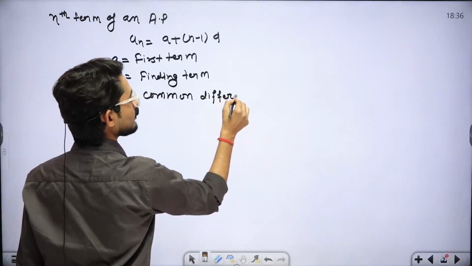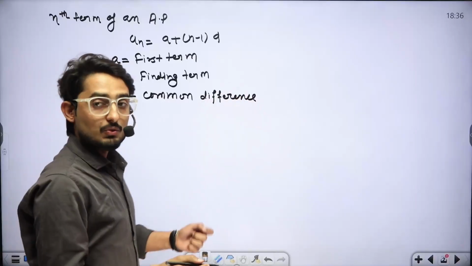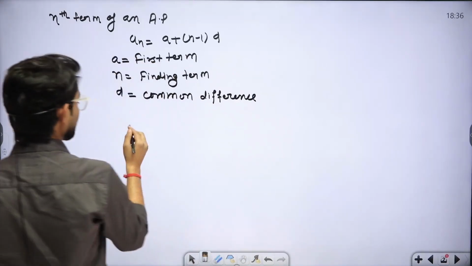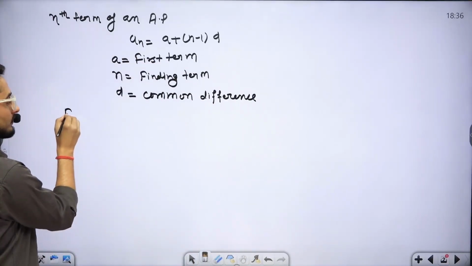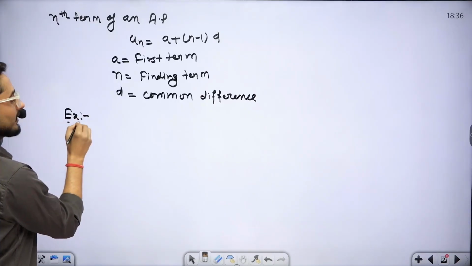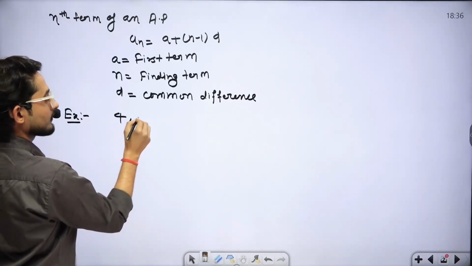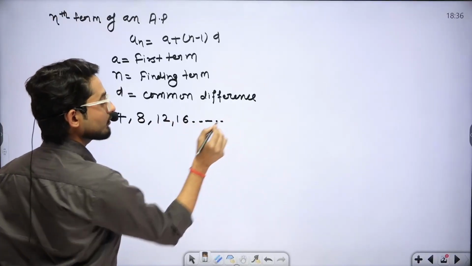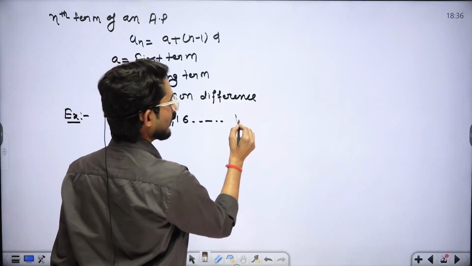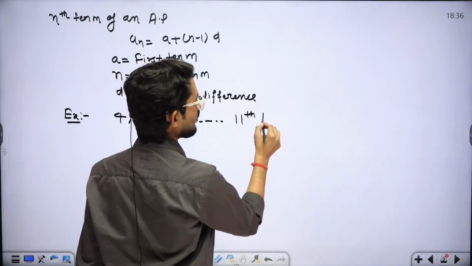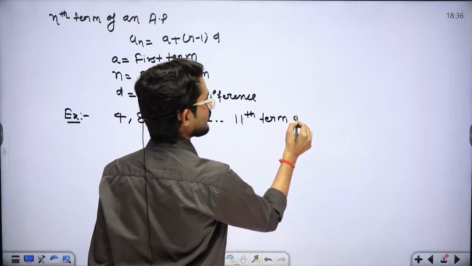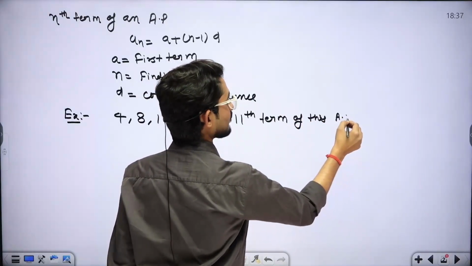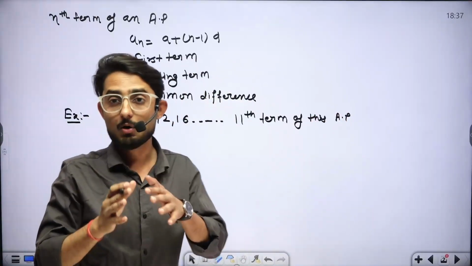Okay, so how can you find the nth term of an AP? For example, you have been given an AP 4, 8, 12, 16, and you have to find the 11th term of this AP. How can you find the 11th term of this AP?